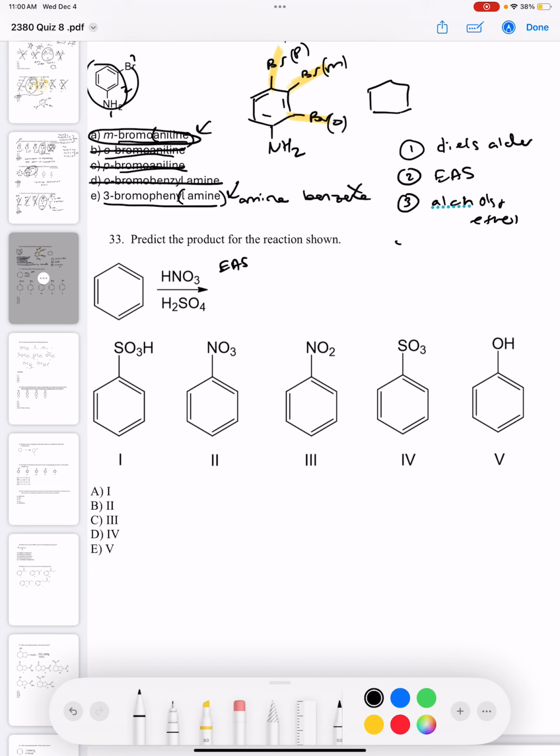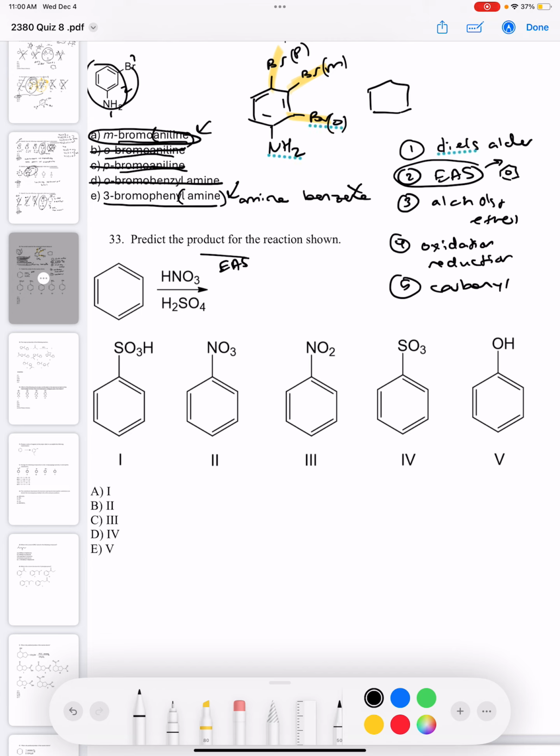And then we did, let's see, after that we did oxidation reduction. And then we did carbonyls. So when I look at this, the only thing that it could be is electrophilic aromatic substitution, because electrophilic aromatic substitution requires an aromatic ring and none of these other ones do.